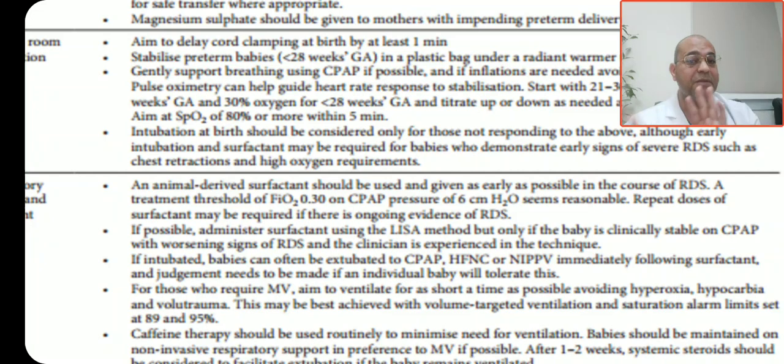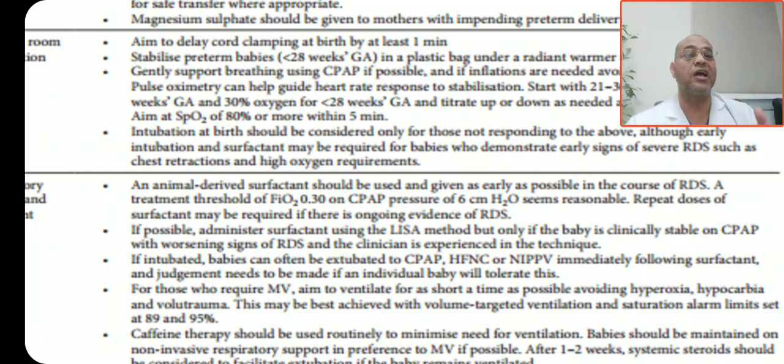If you keep him on mechanical ventilation, you have to keep him for as short a time as possible, and try to avoid hyperoxia, hypocapnia and volume trauma. Once you intubate this patient and put him on mechanical ventilation, the best mode is volume target ventilation. You can put it on pressure control, assist control with VG, or volume control, or you can put volume target ventilation from the start.